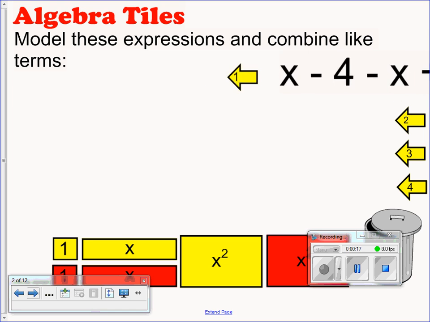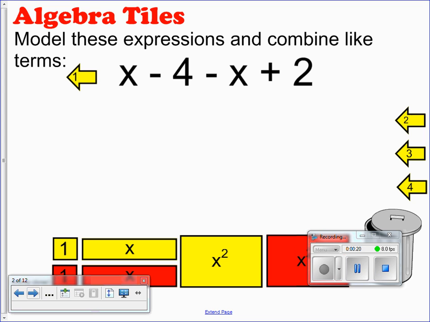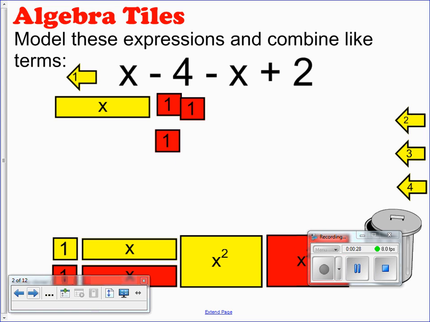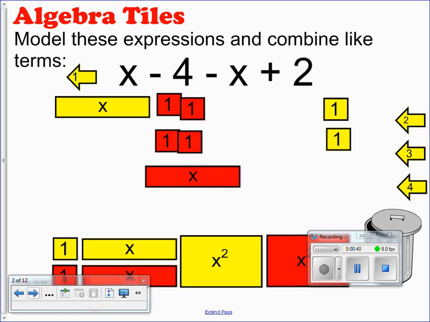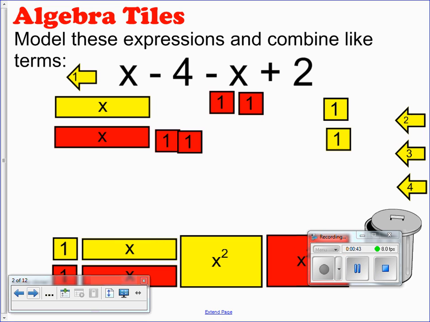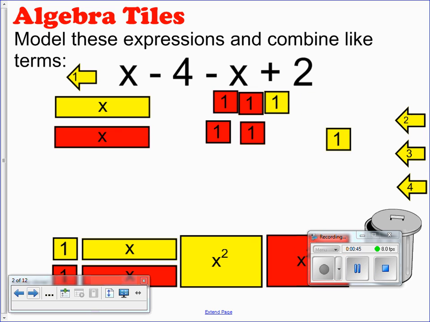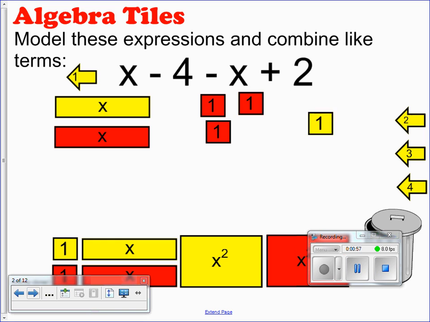So if we have this expression, and we use our algebra tiles to model this, we would have x minus 4, so we'll put 4 of these, minus x plus 2. So to simplify this, we're going to put our variables together, our like terms, and our constants together. And you know that if you have a negative and a positive together, you add them together, then they cancel out. So we'll throw those two away.